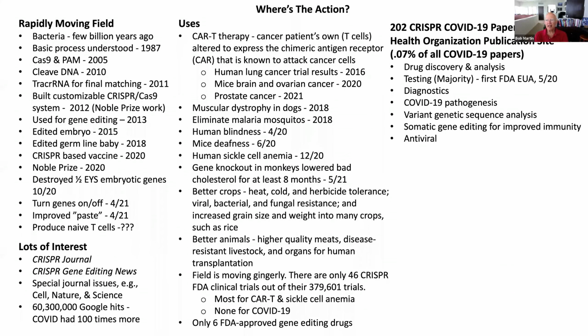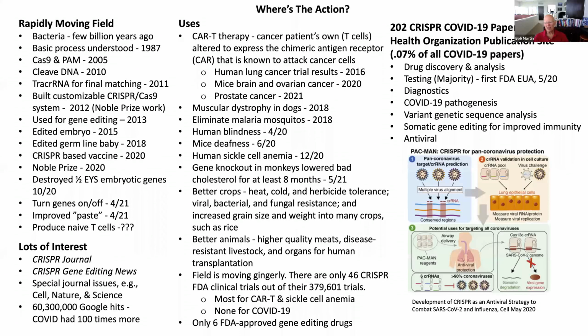CRISPR is very active in COVID. There are 202 papers, a small percentage of the total number, and they're in drug discovery, testing, that's most of the papers, by the way. One was approved in May. Understanding the disease, its sequence. I think the most exciting news, which I expect is going to come up in the future, is for antiviral. That paper was in May in Cell. And basically the idea was to come up with a CRISPR sequence that could recognize the virus and snip it. They very cleverly called it Pacman.